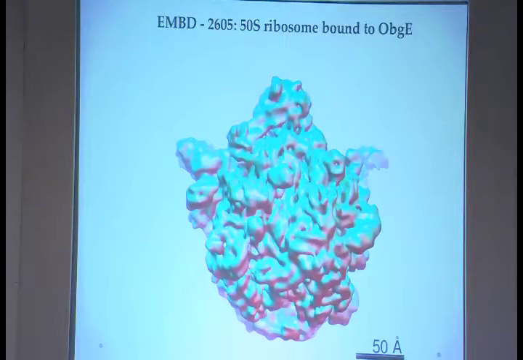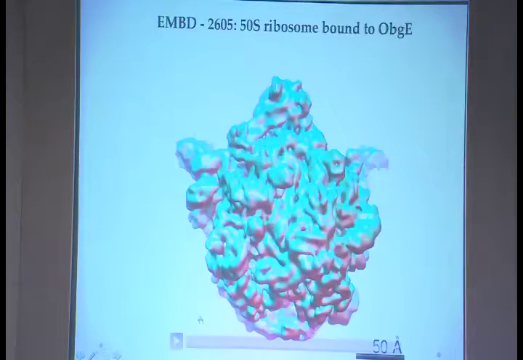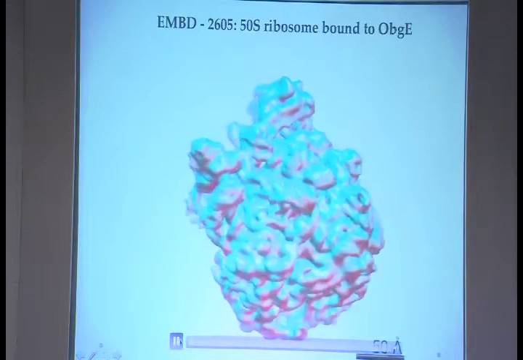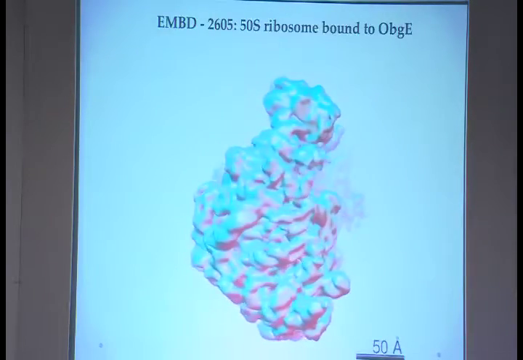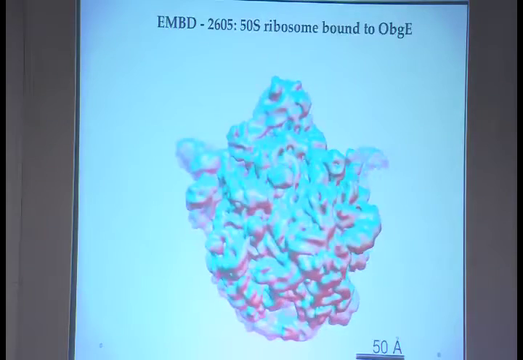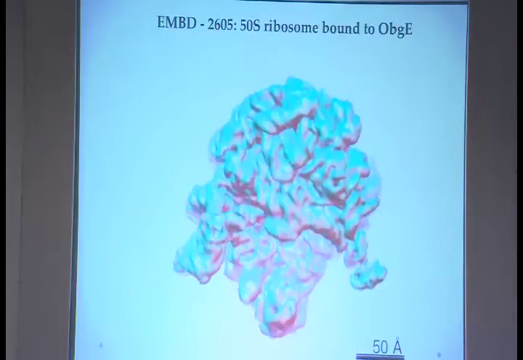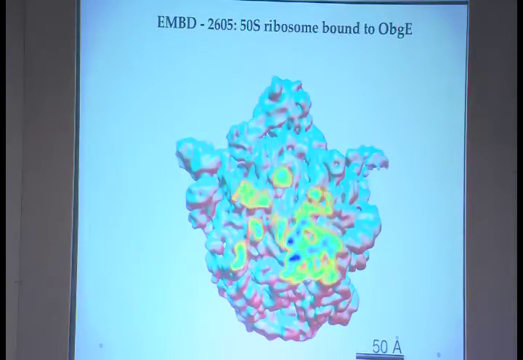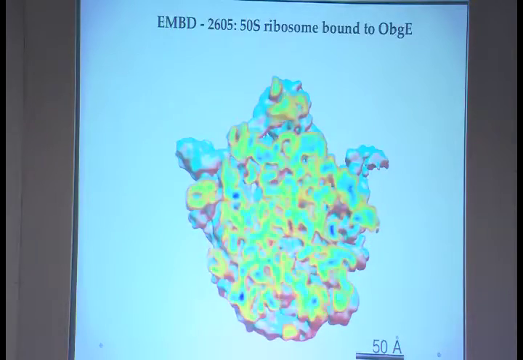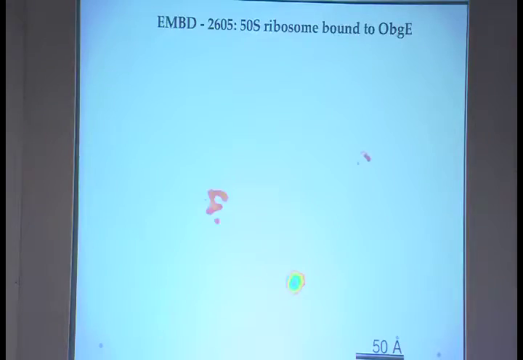So you have seen a lot of information on ribosomes. This is just something I got from EMDB. This is the 50S ribosome bound to the ligand ObgE, and there is no symmetry at all from any of the angles. So if you're working with a C1 particle, you are just stuck with having to generate a lot of data so that you can eventually get a decent reconstruction.